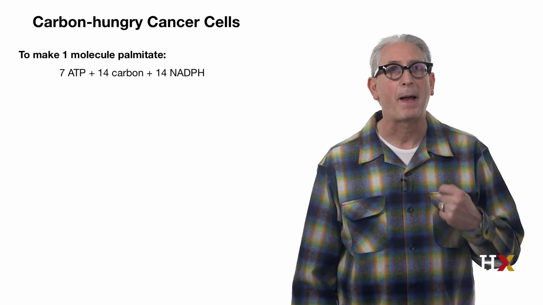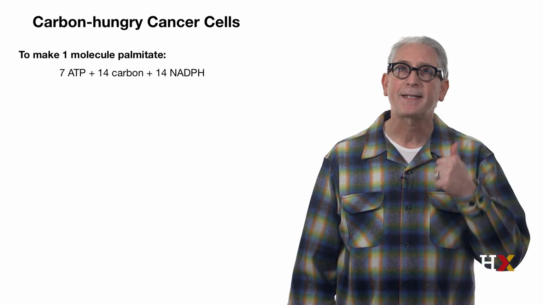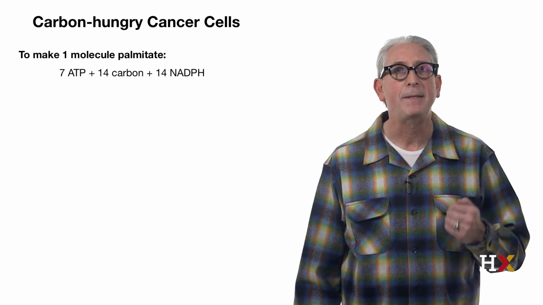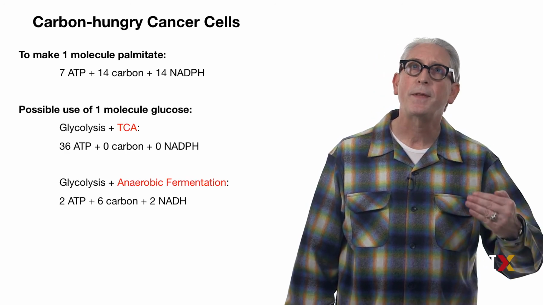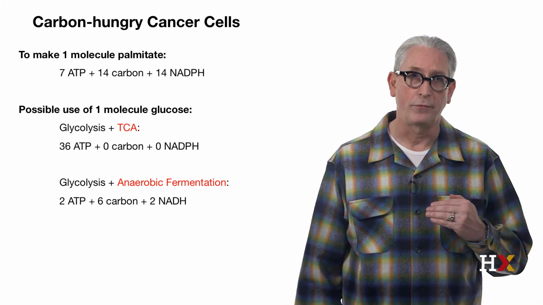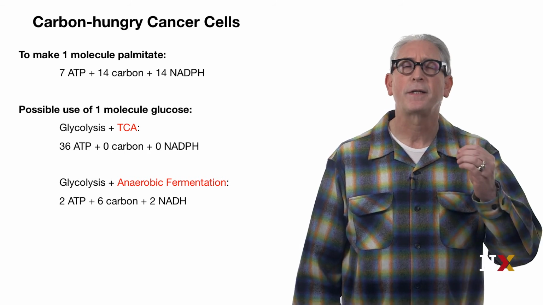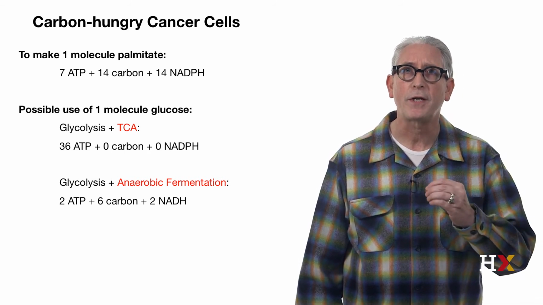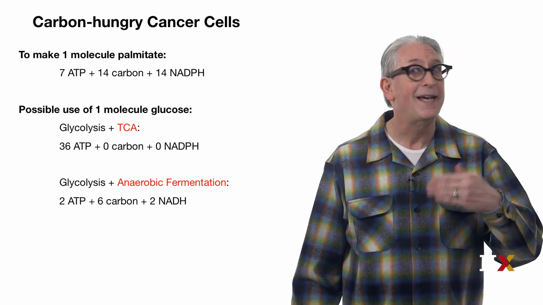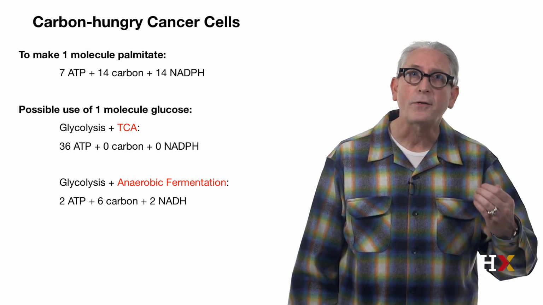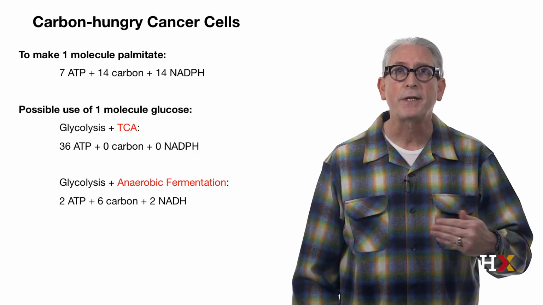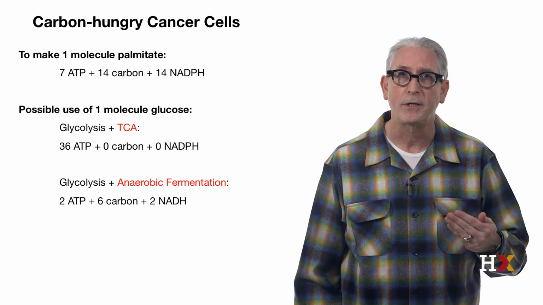The biosynthesis of a palmitate molecule requires 7 ATP, 14 carbons, and 14 electrons given by NADPH. Let's assume that the biomass and ATP have to come just from glucose. While glycolysis, the citric acid cycle, and oxidative phosphorylation provide a lot of ATP, the carbons from glucose are lost and NADPH is not formed. In contrast, glycolysis followed by fermentation retains carbon and generates a small amount of ATP and NADH.